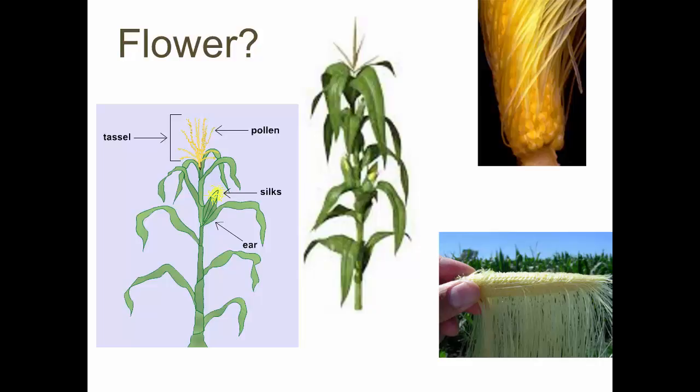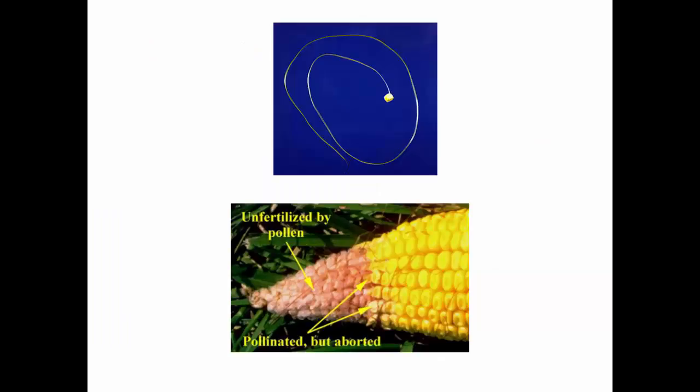Okay, here's another picture of that. So this is the kernel of corn. This is the pistil, this is the style. The end is the stigma that caught a pollen grain. The pollen grain grew all the way into the ear of corn, pollinated it, fertilized it, and then it grew into a seed.